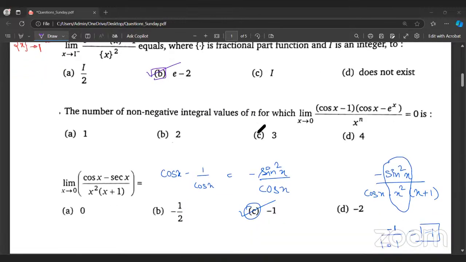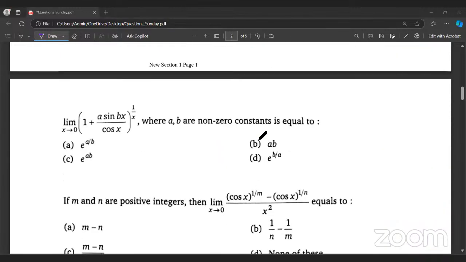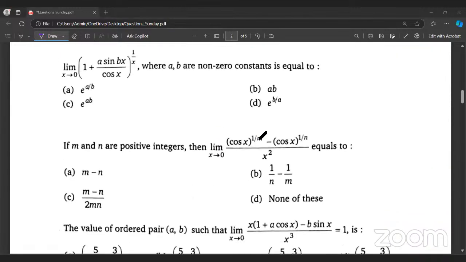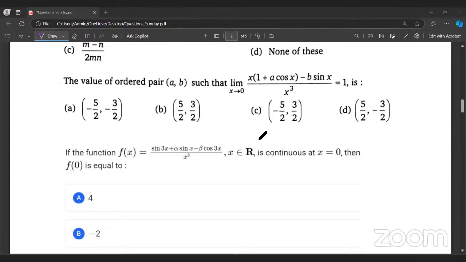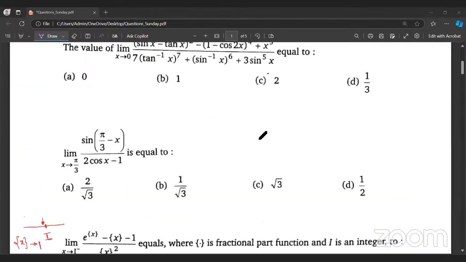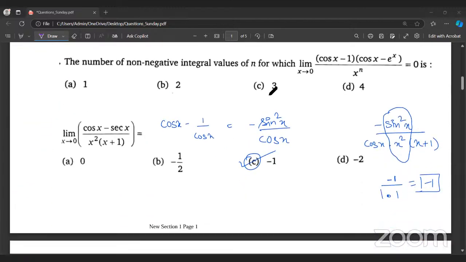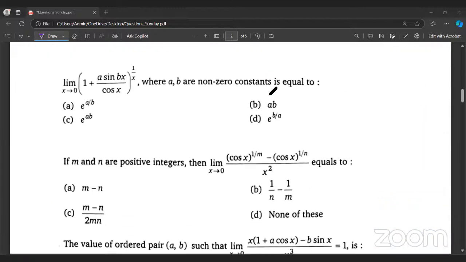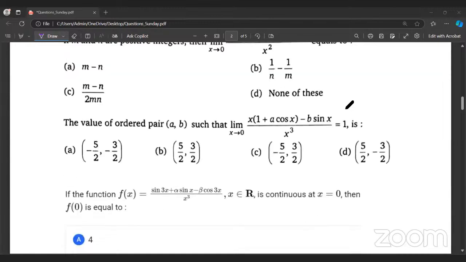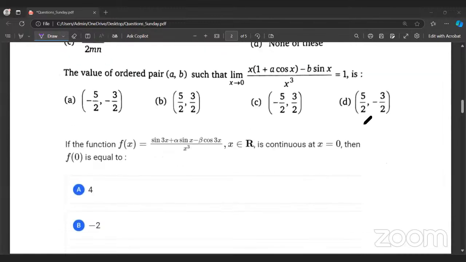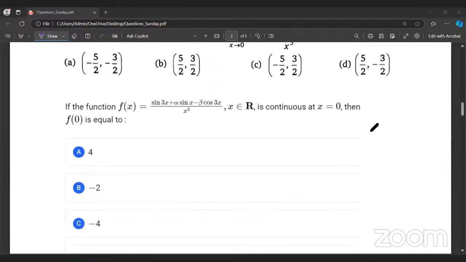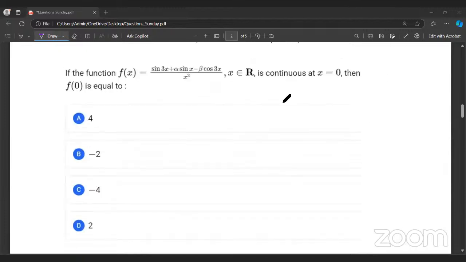Okay, great. Pretty simple. Any question you didn't get? Just let me know. I hope my screen is clearly visible. So this one, got it, everyone? This one, did you get it? No, sir. Okay, you didn't get it.